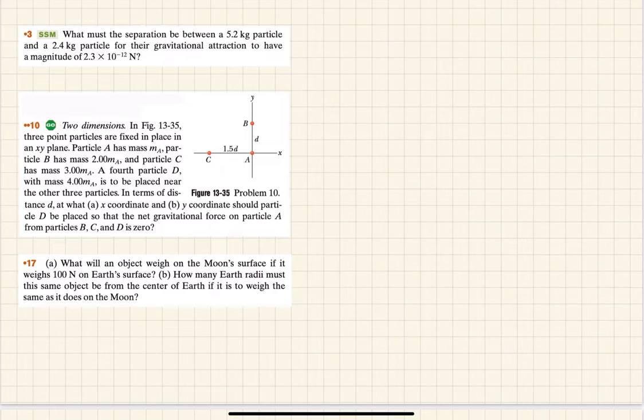This is about multiple particles. So you have particle A has mass mA, particle B has mass 2 mA, and particle C has mass 3 mA. There's a fourth particle D to be placed near the other three. So let's just arbitrarily say it's here. And this is 4 mA. So you're given all the masses in terms of mA. You can probably cancel that out at some point.